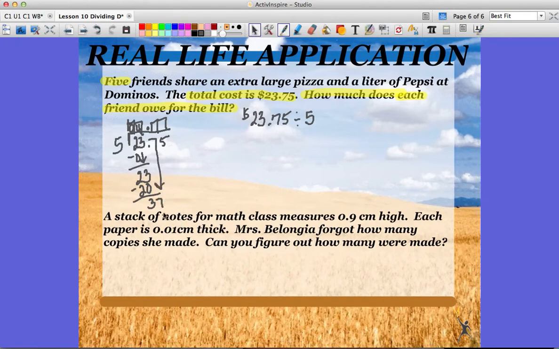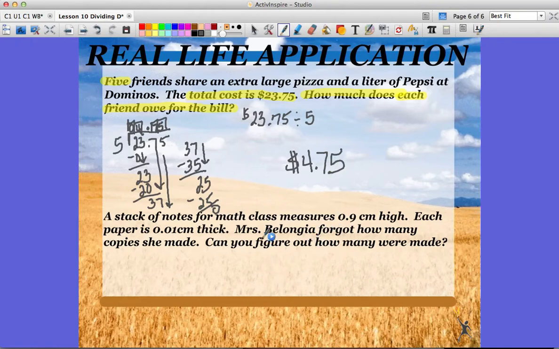Okay, and just for now, I'm going to move this up over here. So now 5 goes into 37 7 times. So 37 minus 35 is 2. And we have to bring down the 5, which will end up coming over here. I apologize, I don't have enough room. And I can make 5 groups of 5 with the 25 pieces. 5 times 5 is 25. I have nothing left over. So each person owes $4.75.